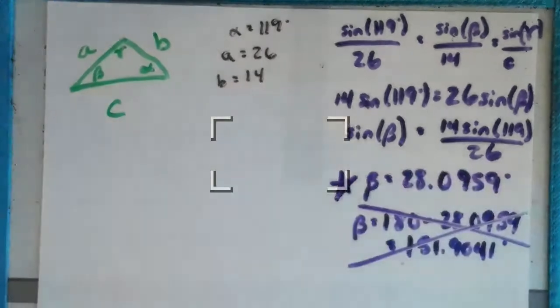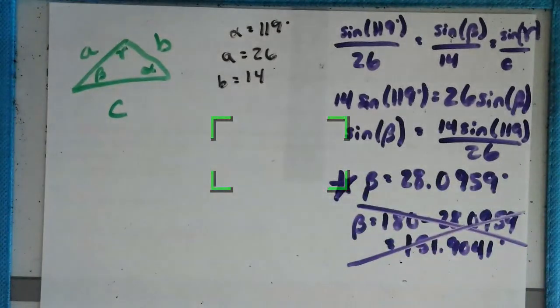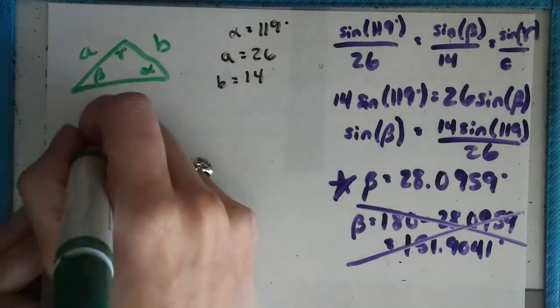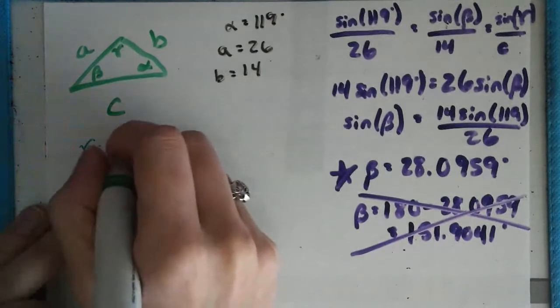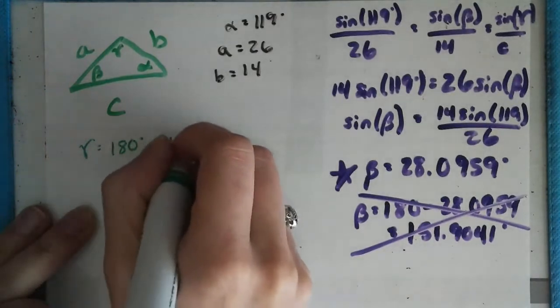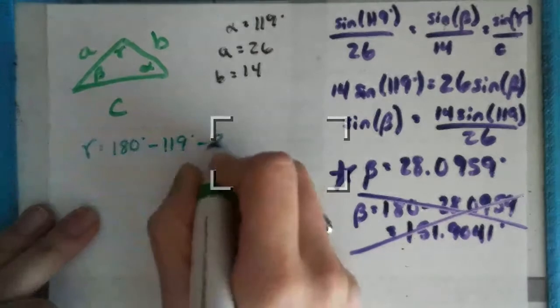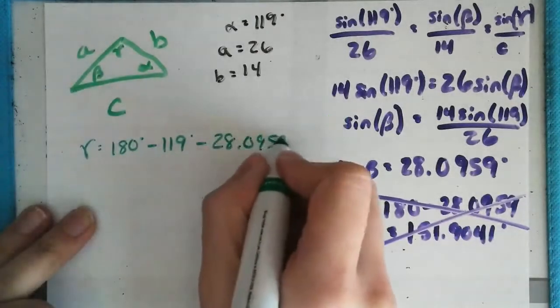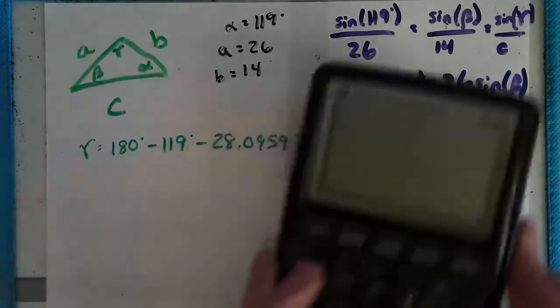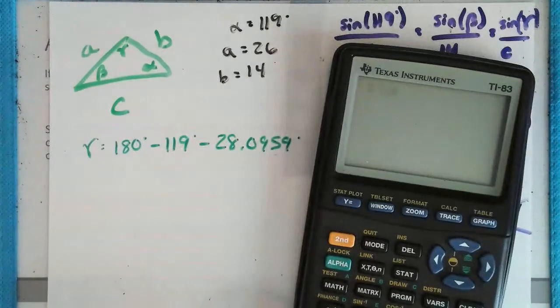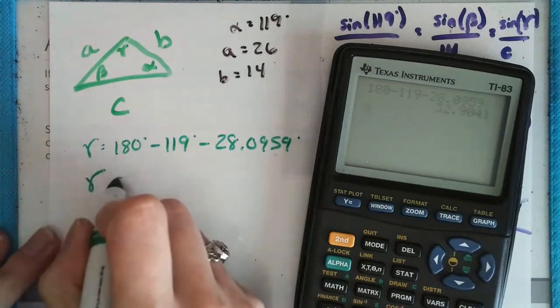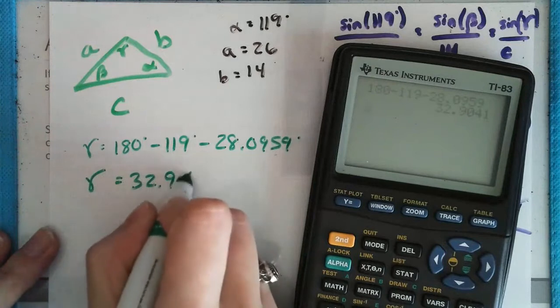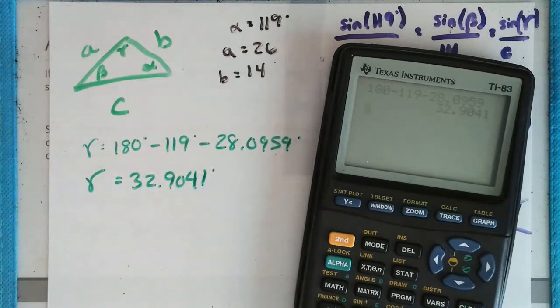So if we now know beta is equal to 28.0959, we can solve for angle gamma. Gamma is going to be equal to 180 degrees minus the 119 minus the 28.0959. And if we take 180 minus 119 minus 28.0959, we get the angle gamma is 32.9041 degrees.